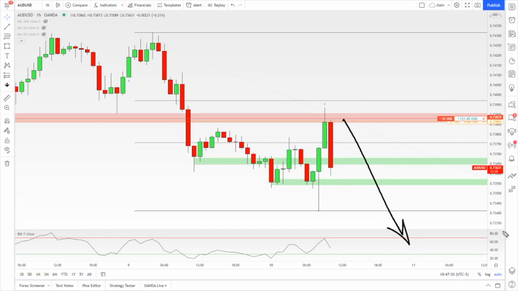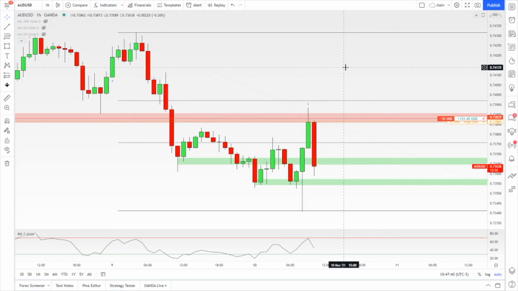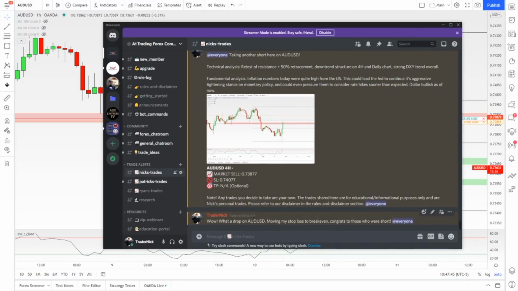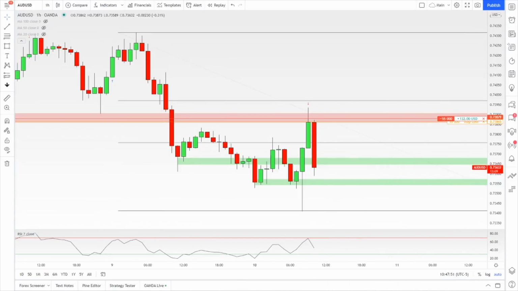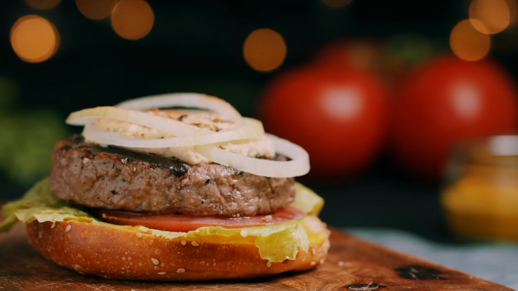So I am looking to trail stops here. I'm not going to be greedy and just grab money just because I see it. I'm going to let this trade play out and try and use patience to let this market do the most that it's willing to do. So again, floating $130. I just made an update to the members inside of the group that I just moved my stop loss to break even, and shout out to anybody else who was short on that move. Really nice little drop there on AUD USD.